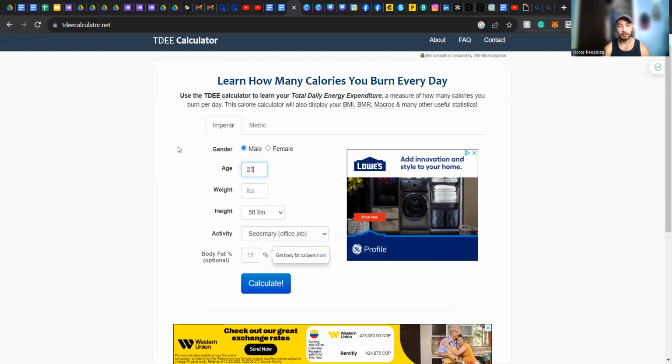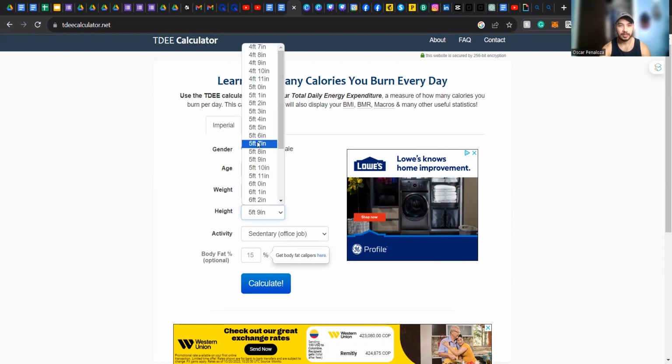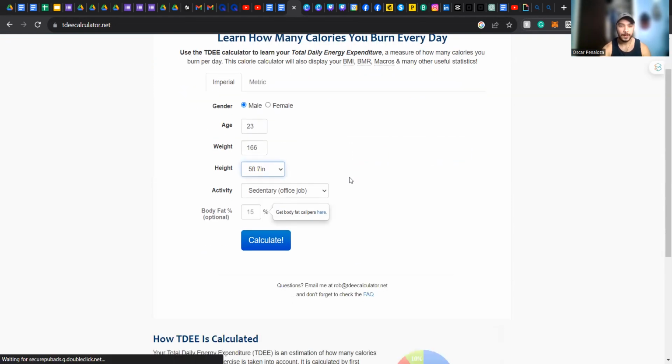So I'm going to put in my information. It's going to spit out a number. So I am 23 years old currently. Last time I weighed myself, I weighed 165, but let's just say 166. I am 5'7". So activity, this one is going to be very important.